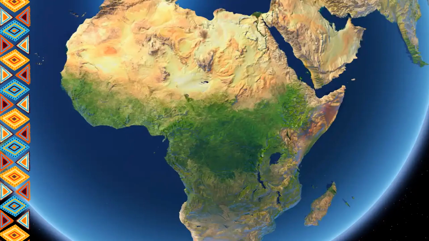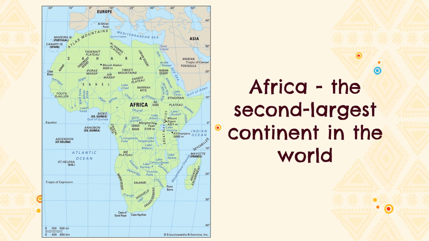This is the satellite look of Africa. Africa is located primarily in the eastern hemisphere and almost entirely within the tropics. As you may know, Africa is the second largest continent in the world. It is bordered by the Mediterranean Sea to the north and the Red Sea to the northeast. It is also bordered by the Indian Ocean in the southeast and the Atlantic Ocean to the west.